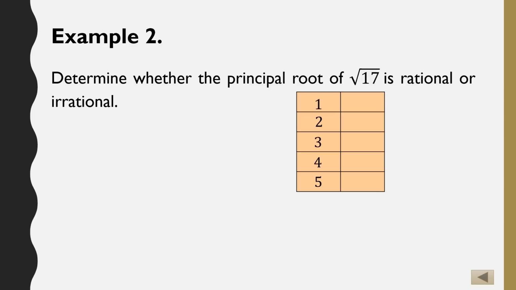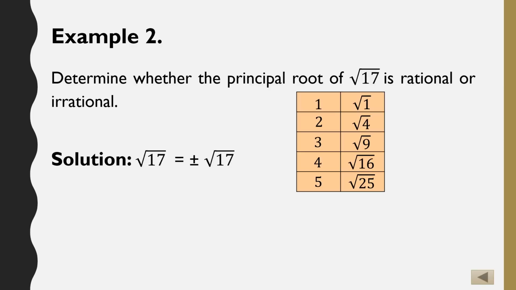So, let us multiply. 1 times 1 is square root of 1. 2 times 2, square root of 4. 3 is square root of 9, square root of 16, and square root of 25. Question, may nakita ba kayong square root of 17? Wala. So, the solution for the square root of 17 is equal to positive or negative square root of 17.